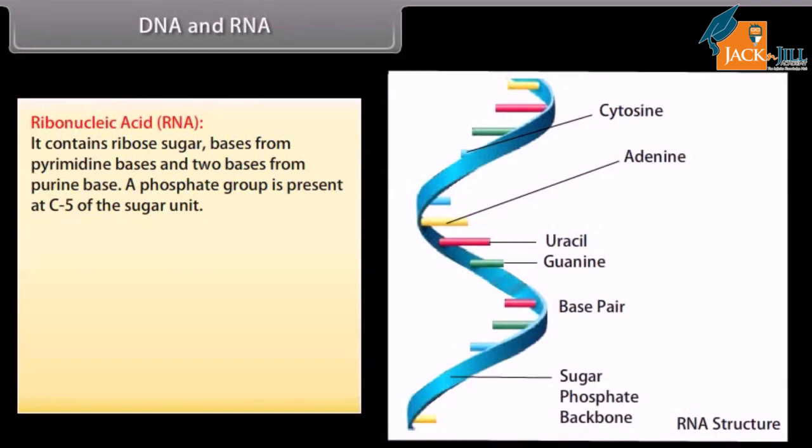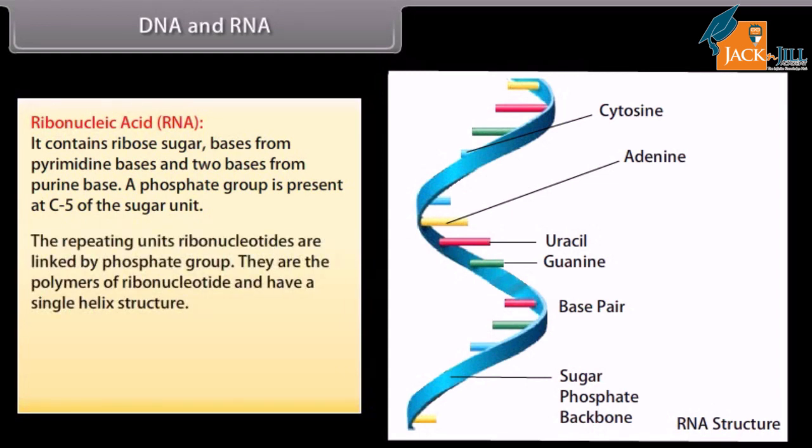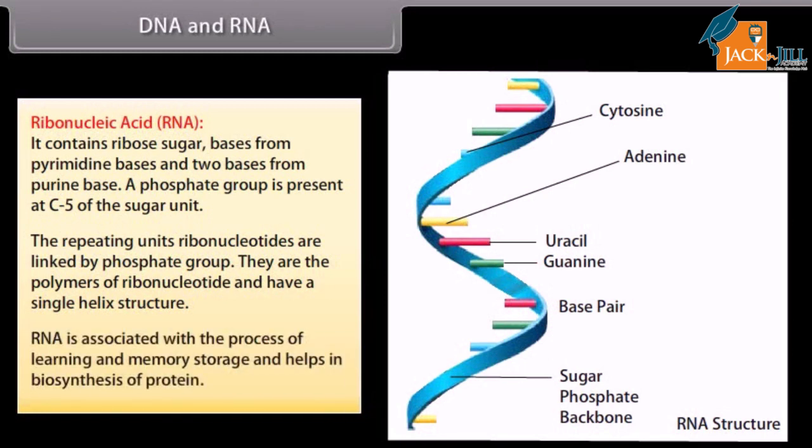Ribonucleic acid. It contains ribose sugar, bases from pyrimidine bases, and two bases from purine base. A phosphate group is present at C5 of the sugar unit. The repeating units ribonucleotides are linked by phosphate group. They are the polymers of ribonucleotide and have a single helix structure. RNA is associated with the process of learning and memory storage and helps in biosynthesis of protein.